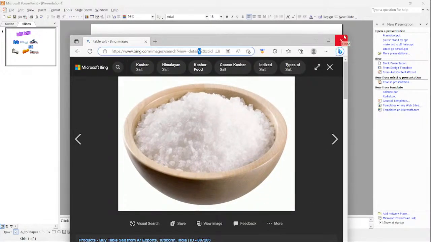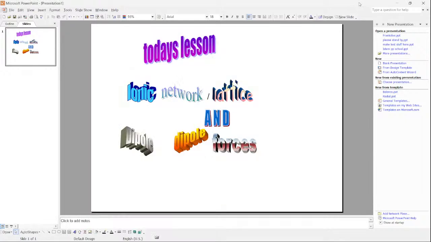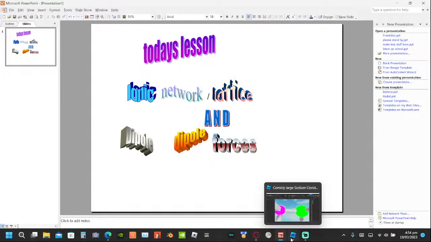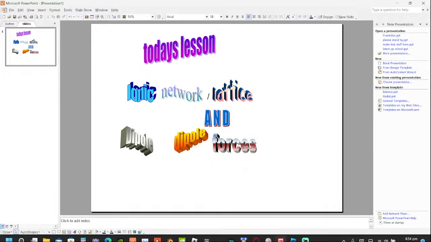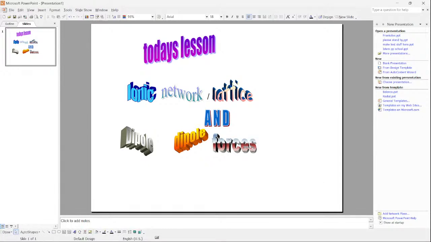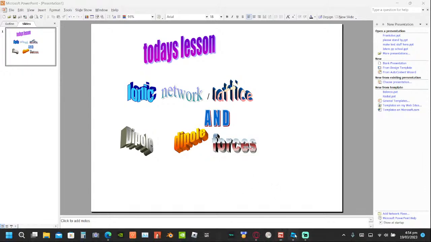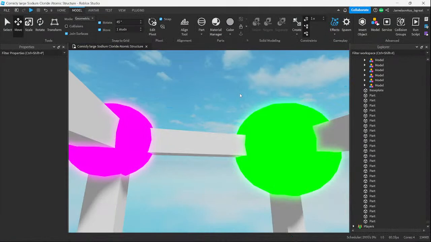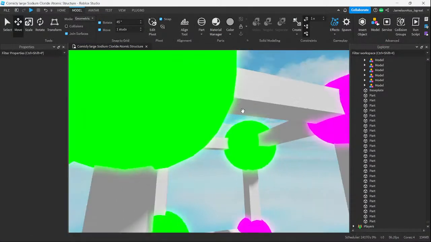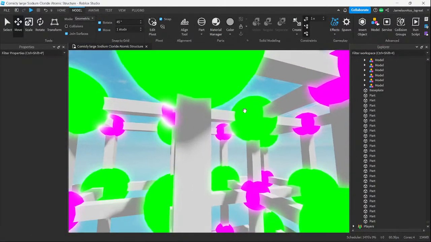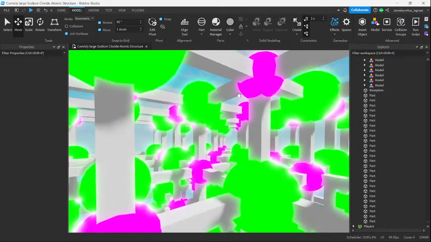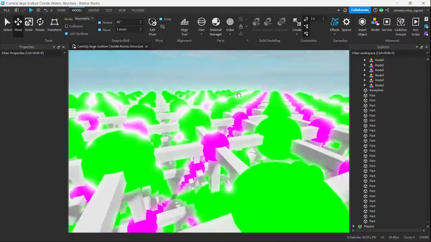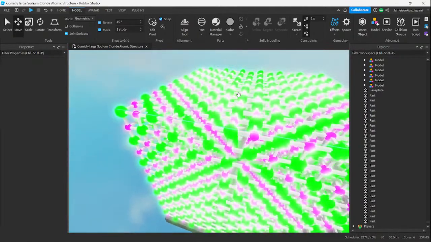So, for salt, or NaCl, sodium chloride, they form this structure which looks like this, and I have built a virtual version of it. So I have built us some sodium chloride. Quite a lot of sodium chloride right here.